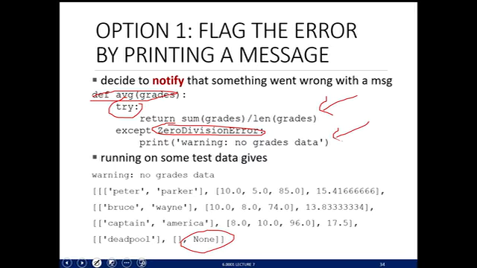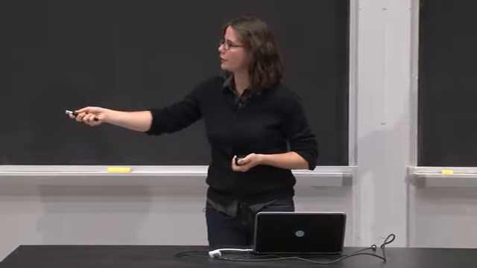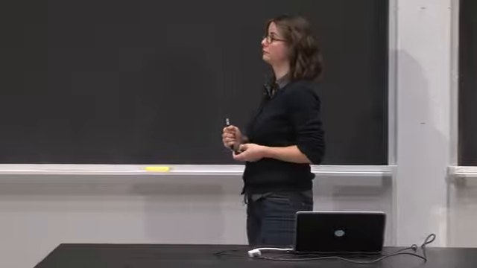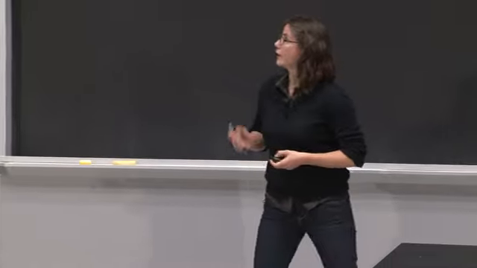That's because when we entered this except statement, right, if this is a function, remember functions return something. This function in this particular except statement didn't return anything, right? So it returns a None. So for the averages for this particular function, the average is going to be a None for this person who didn't have any grades associated with them. Okay? So that's our first option, is to just flag the error and print a message.